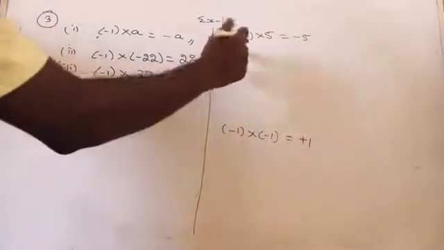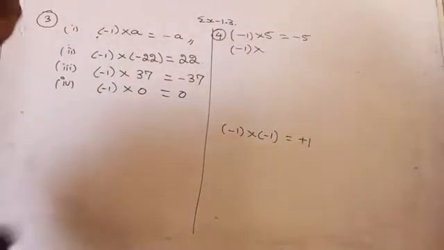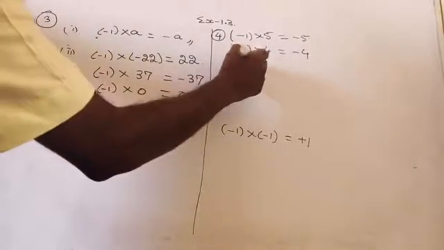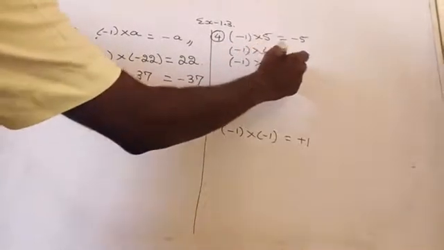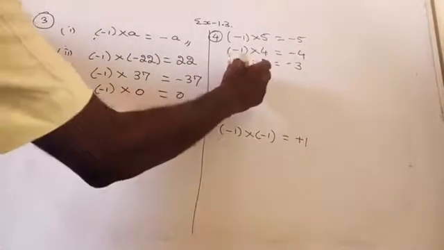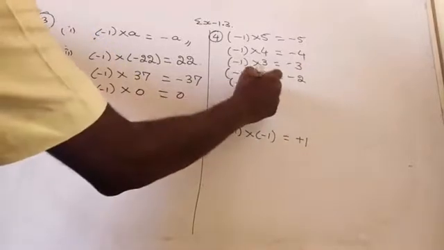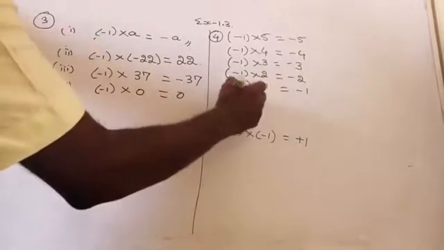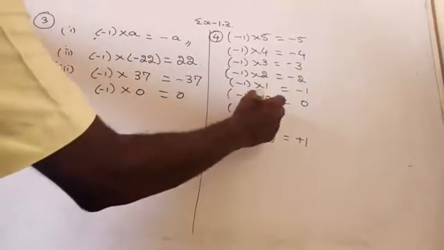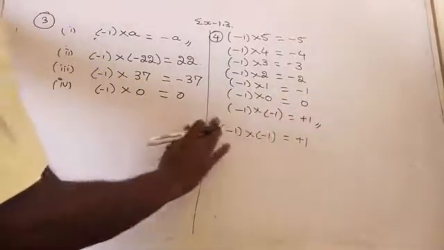Then keep this minus 1 as it is and decrease the other number by 1. 5 minus 1 is 4. Minus 1 into 4, minus 4. Minus 1 into 3, minus 3. Am I right here? Then minus 1 into 2, minus 2. Minus 1 into 1, minus 1. Minus 1 into 0, 0 into anything is 0. Minus 1 into minus 1, which is equal to plus 1. So this is what we have to show.